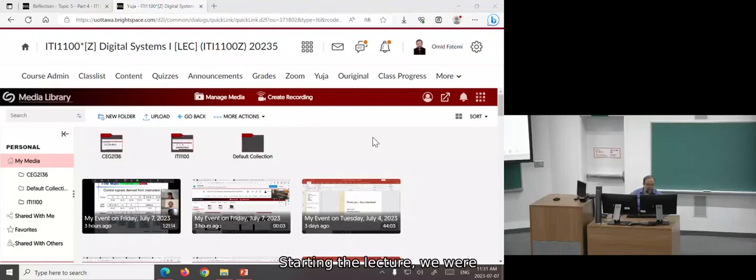Starting the lecture. We were talking about RTL combinational components, and last time we talked more about multiplexers. Any questions? We could see the reflections.